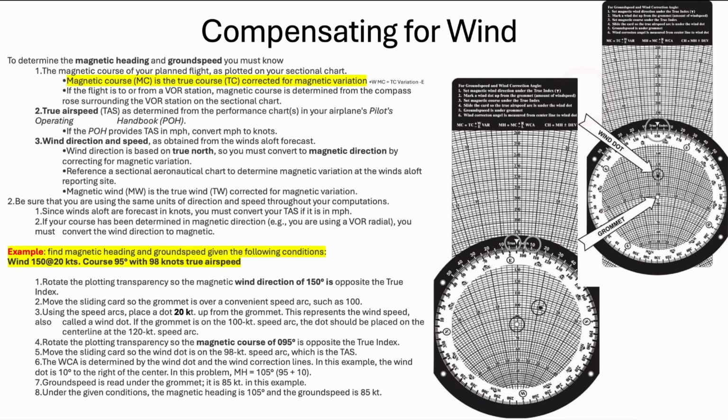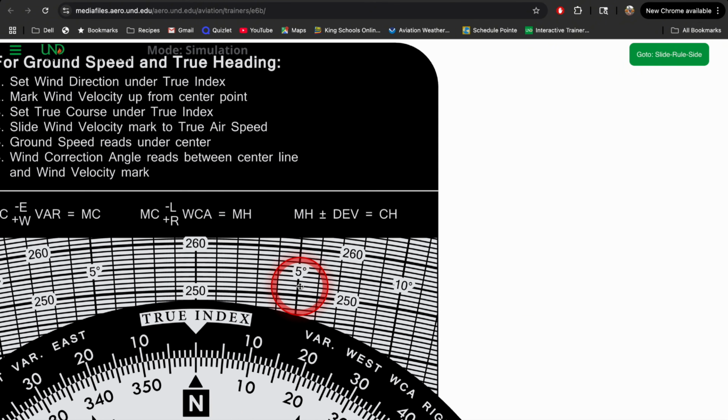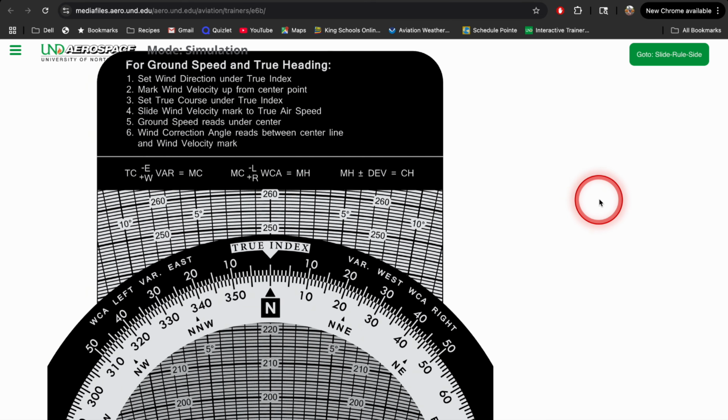So first example we'll look at, we're considering the wind is 150 at 20 knots and our course is 95. I'm just going to write this down again so I don't have to go back. I can take the same scale. I'm just going to flip over to the wind side here. Zoom out.